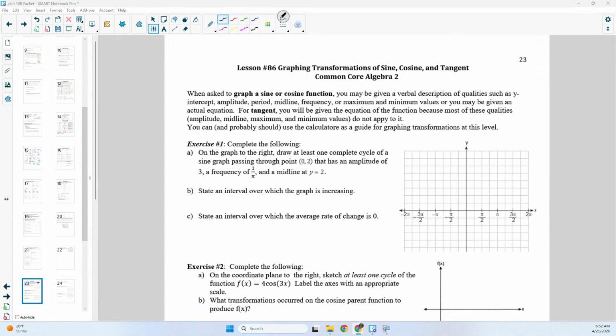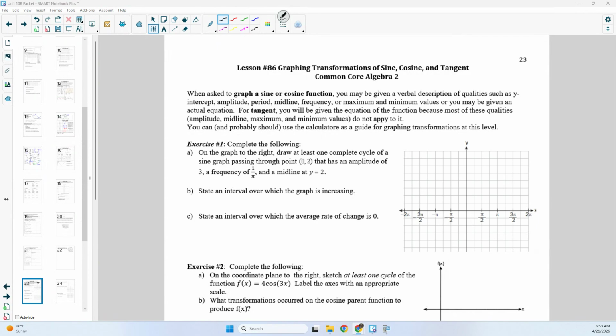For tangent, we're always going to be given an equation because really the only identifying feature of tangent that we could give you is period, because it doesn't have an amplitude, midline, max, or min. You can and probably should use your calculator, especially for tangent, as a guide when you graph these, or at least if you have an equation, at the end, just check to make sure it's right. So here's our first one.